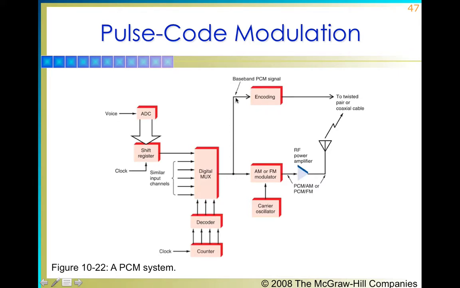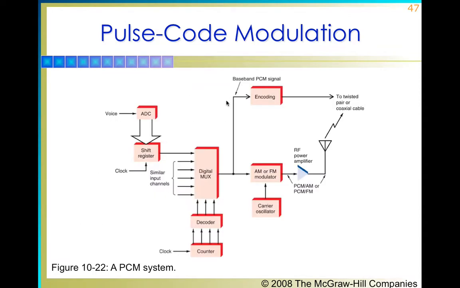It can be sent as a baseband PCM signal with the help of some twisted pair or coaxial cable, or it can further be modulated by some oscillation signal into AM or FM, and then amplified in the RF frequency and then sent with the help of a radio channel. So this is a simple PCM channel demonstration over here.